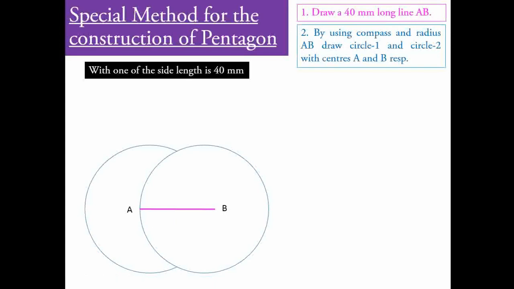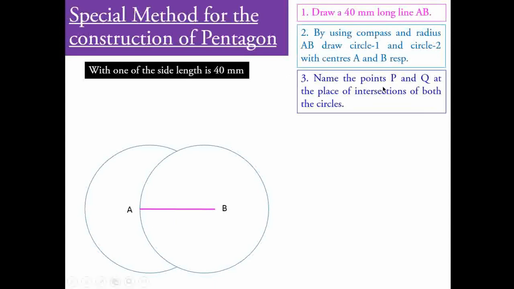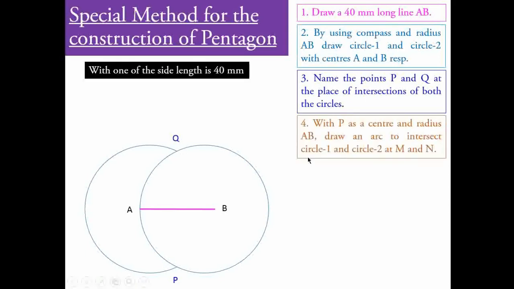Now the third step: name the points P and Q at the places of intersection of both the circles. Means where the intersection of these two circles happens, at that place we have to name the points P and Q. Suppose the lower point is P and the upper point is Q, where the two circles intersect.